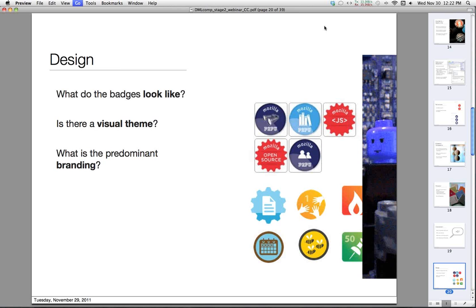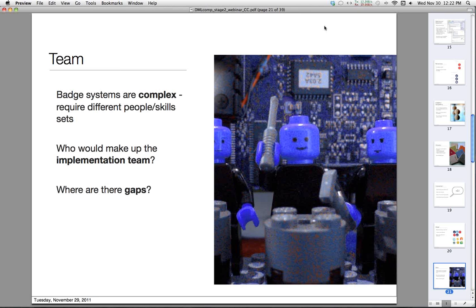Also getting to the idea of the team, badge systems are very complex to design, and I don't want to understate that. There are lots of people involved in designing a badge system, and I'll talk a little bit in just a few minutes about how we thought about that with Peer-to-Peer University. So who might make up your implementation team? Would they be coders? Would they be designers? Would they be assessment people? And then where might there be gaps? It's perfectly okay to not have everybody covered in your proposal, because as you move forward, if you're selected as a winner in stage 3, that would be when some of the funding you would get would start to help. So if there are people you need to add to the team, that would be part of the budget you would be considering as you move forward.